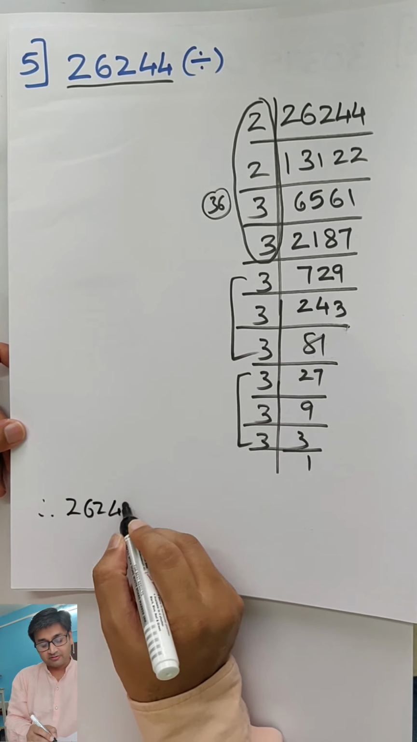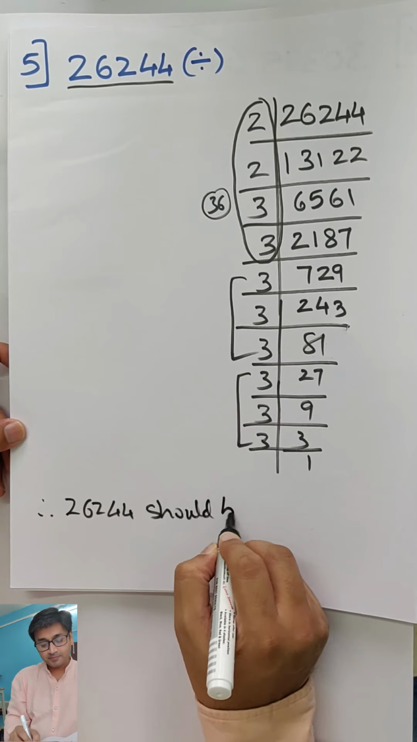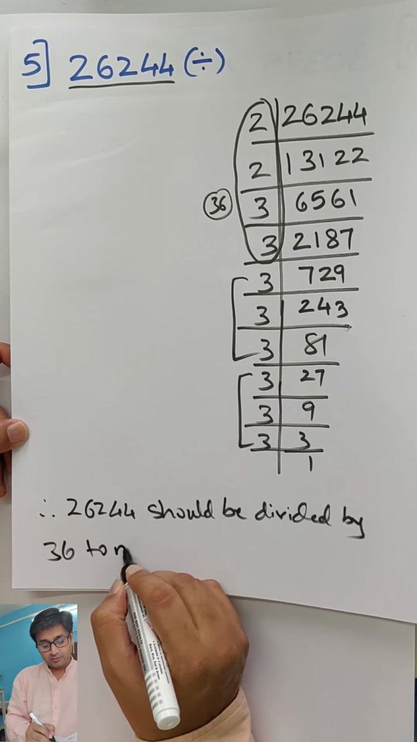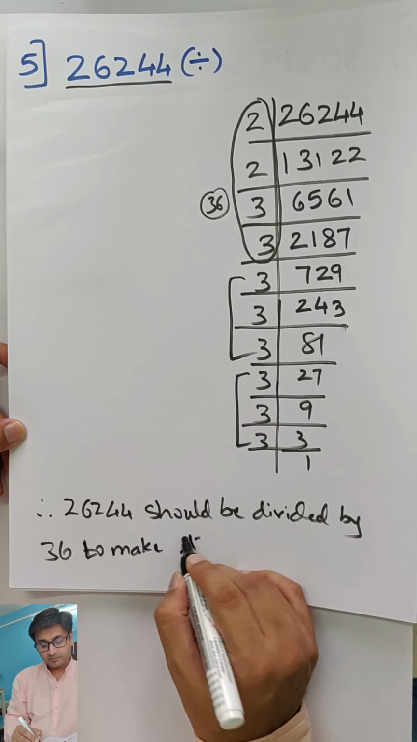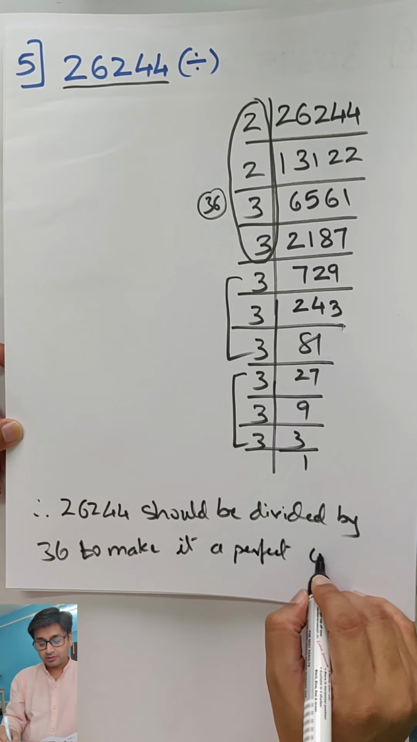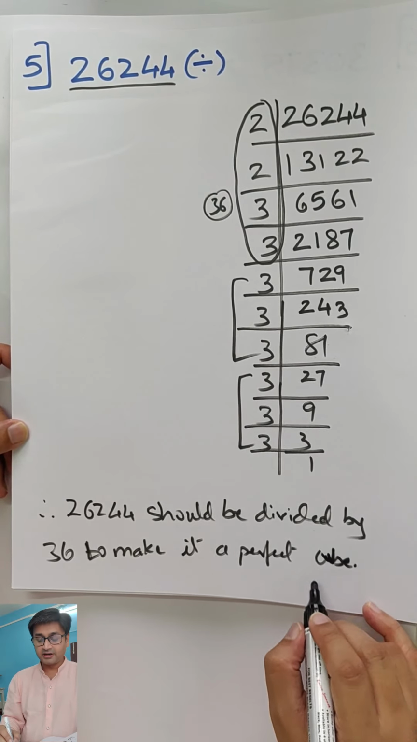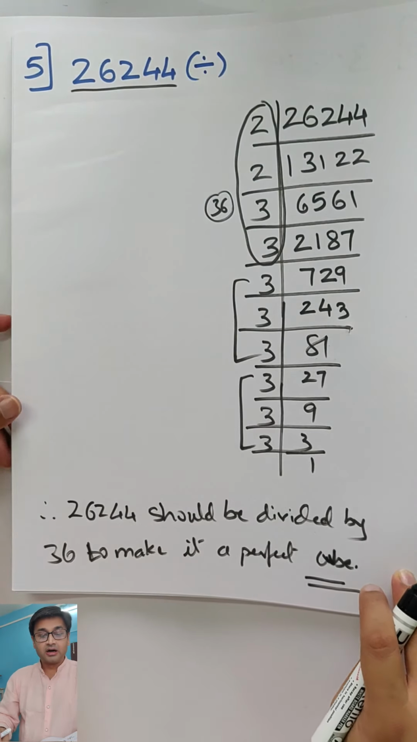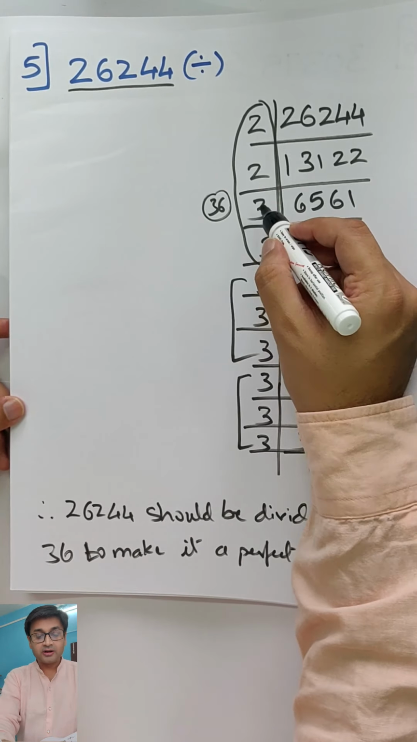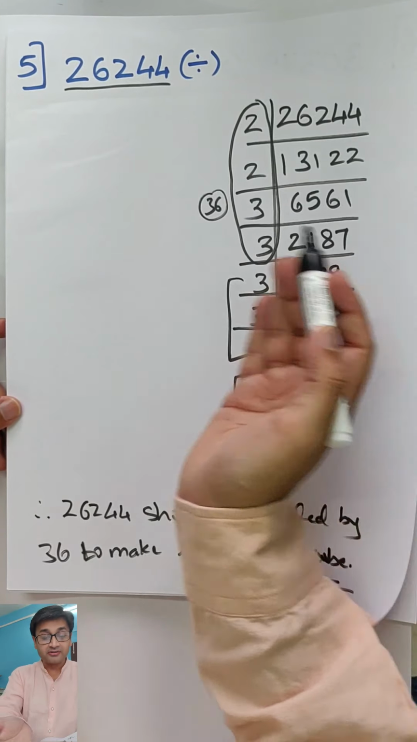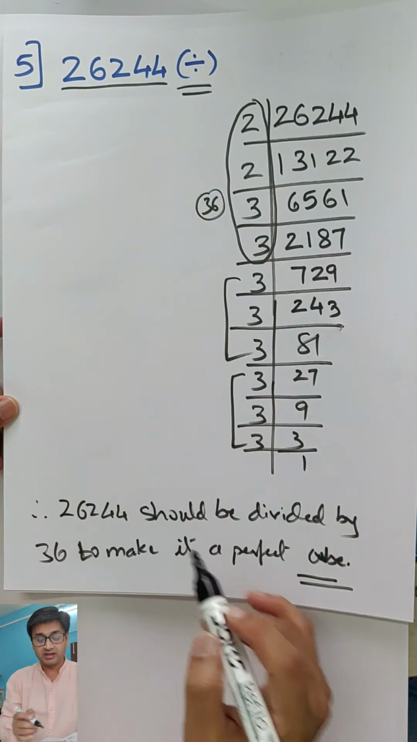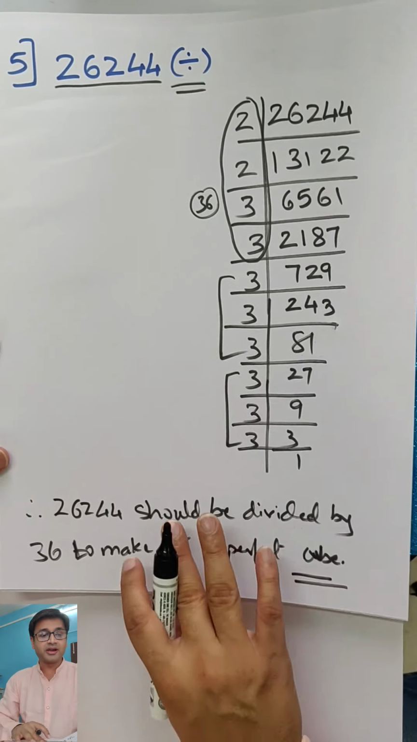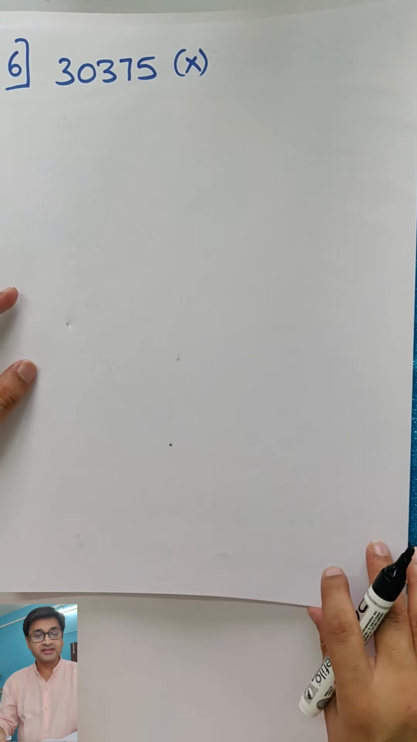And then if you want you can directly say therefore 26244 should be divided by 36 to make it a perfect cube. Are you getting it now how to go about it? So you are dividing it by 36. How did you get it? Because here they were missing. They are not sets of 3. They are only sets of 2. So we are supplying or rather we are removing. In this case it's divide, so we are removing them and therefore 36. Did you get it? This presentation is more than enough. You don't need to write anything else. We will accept this.